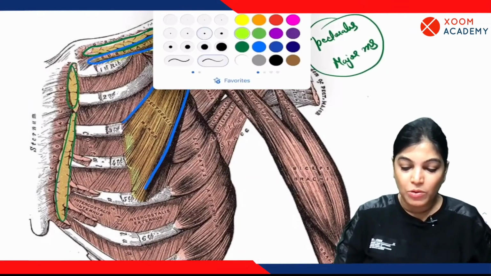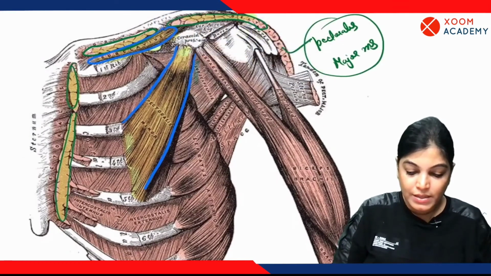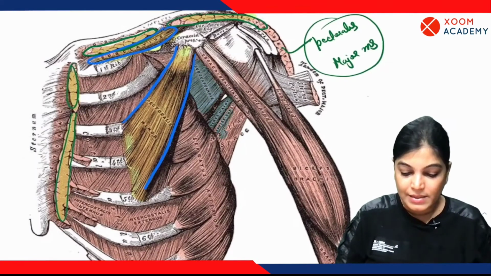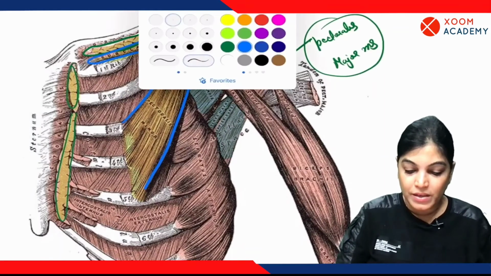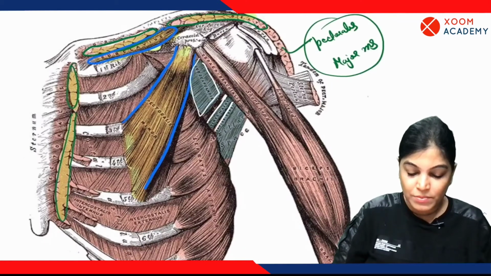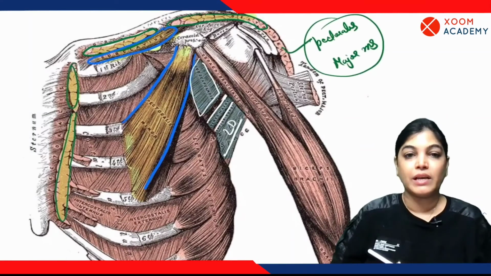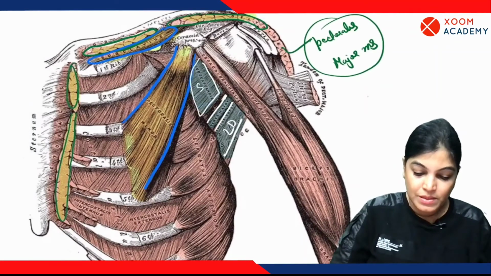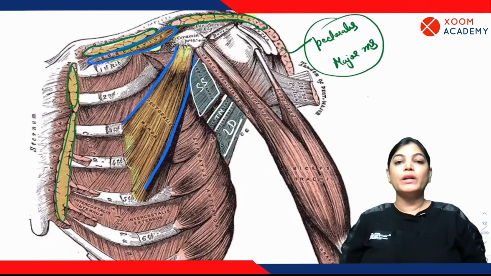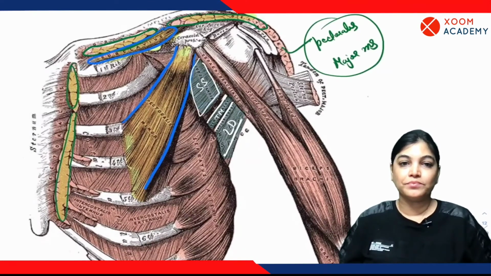Now when I am talking about the posterior wall, here you can see this is the subscapularis muscle, this is the teres major muscle, and this is the latissimus dorsi muscle. So these 3 muscles from superior to inferior are the subscapularis muscle, teres major muscle, and latissimus dorsi muscle. Subscapularis, TM for teres major, and lower down is latissimus dorsi.